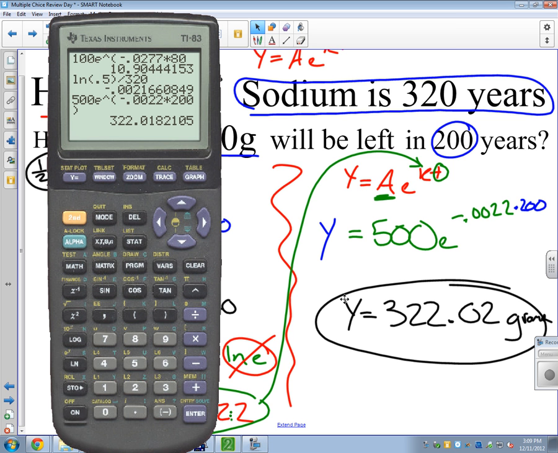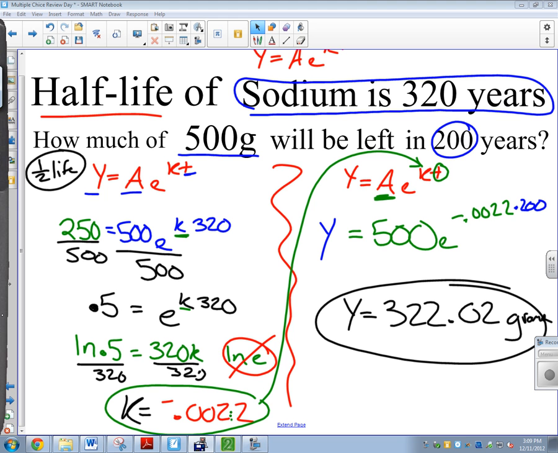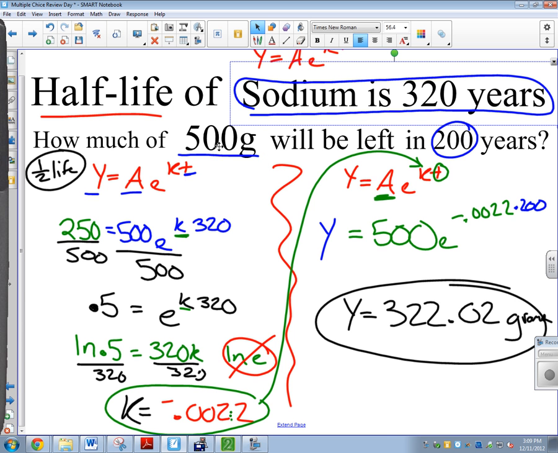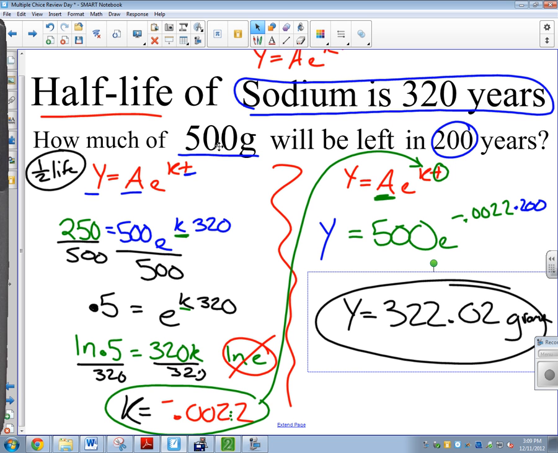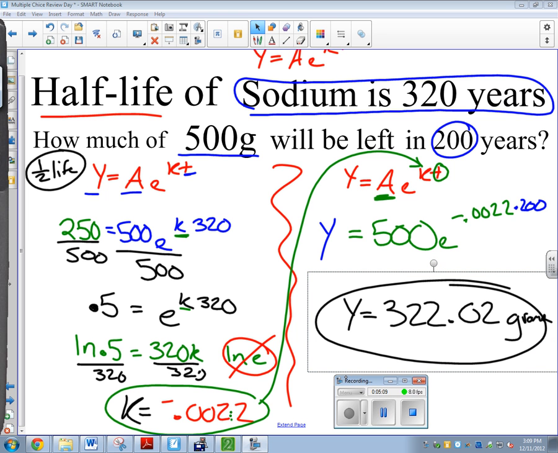Understand why that makes sense here. All right, it said we started off with 500 grams, okay? And if the half-life is 320, if we would have went 320 years, I would have had 250. But I only went 200 years. So I shouldn't have half of it. I should have a little bit more than half left over. Well, I do. I have 322 grams left over. So it's a little bit more than half. That's why it makes sense. Okay, that's why my answer is a good answer for that.